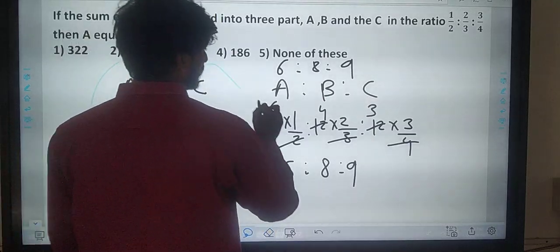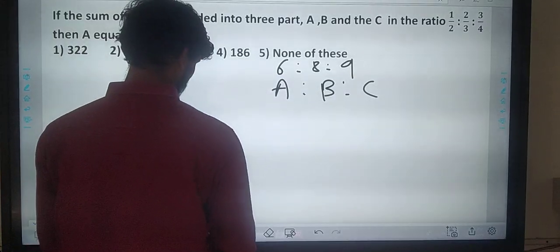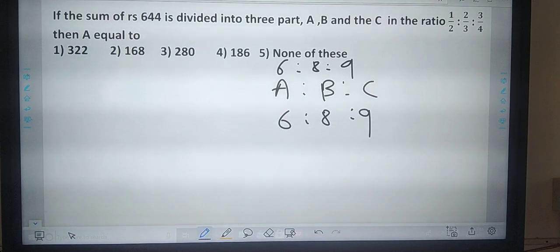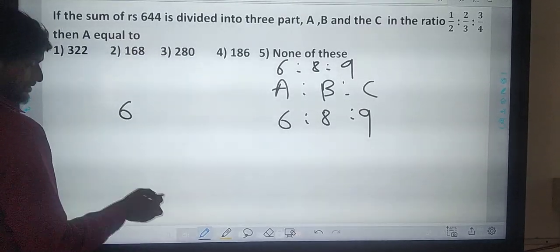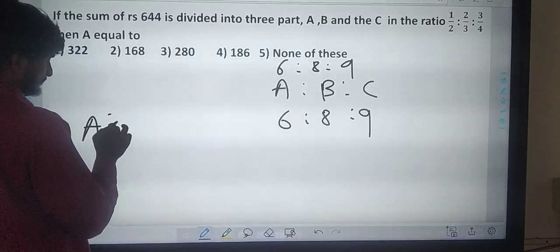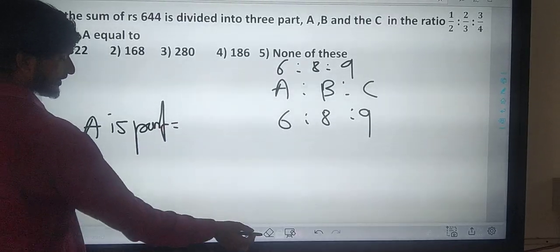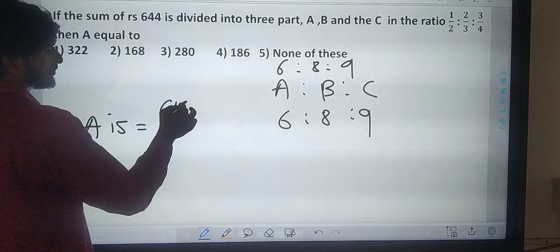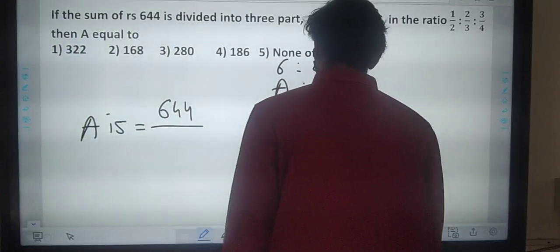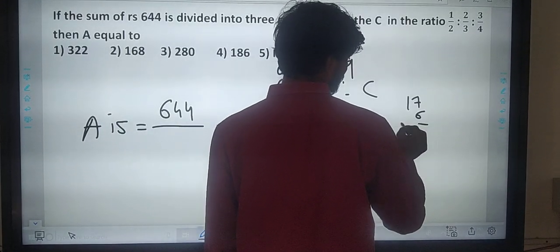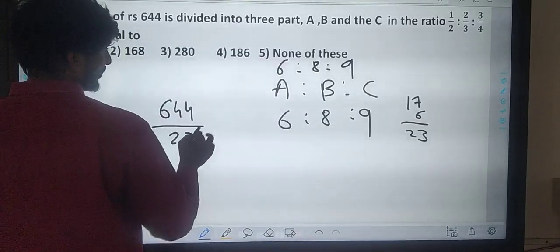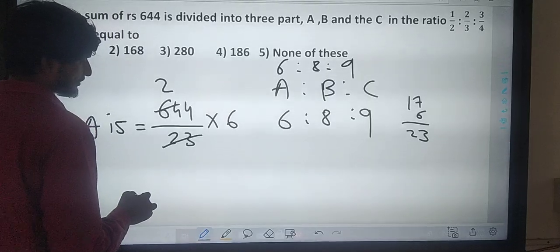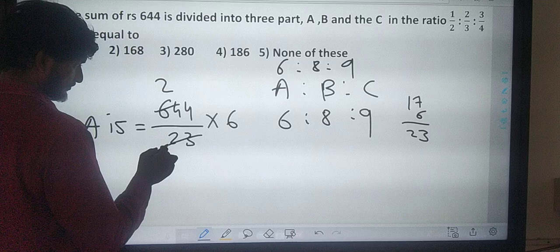Now here we find, if the sum of rupees is 644, then A's share is 644 divided by the sum of this ratio, 6 plus 8 plus 9, 23, into A's ratio 6. Then 23 2s are 46, remaining 8.